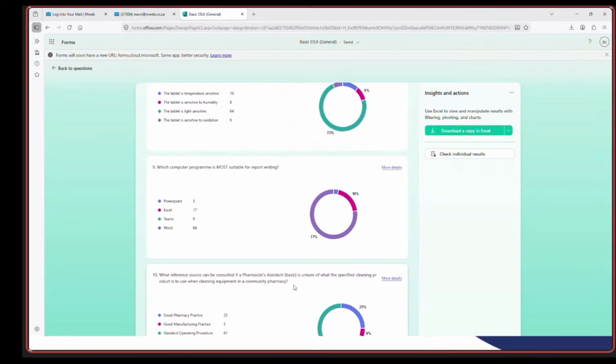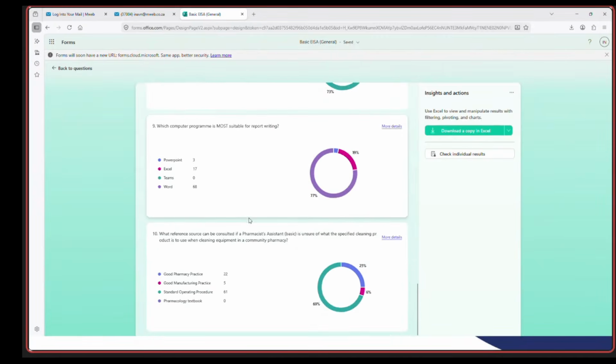Excel will be more appropriate if you have to do calculations and reports in that matter. But for just writing, Word is the most appropriate. 77% of you had that one correct. So Word is the easiest way to prepare writing a document.